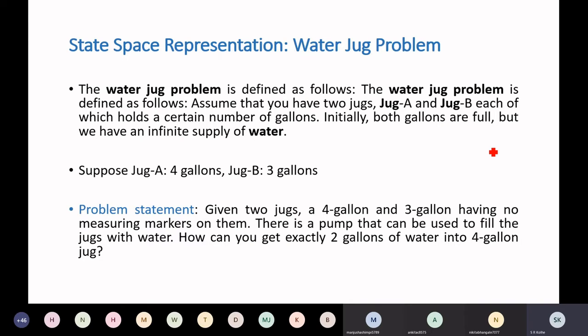So how can we do that manually, if you are solving this puzzle? Anybody?